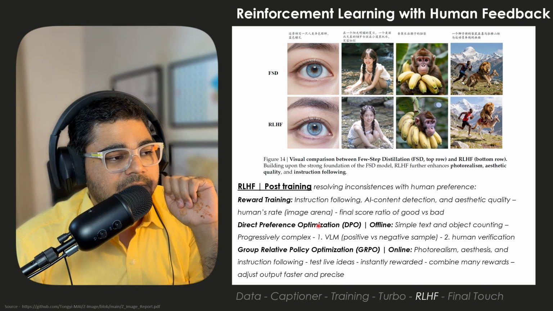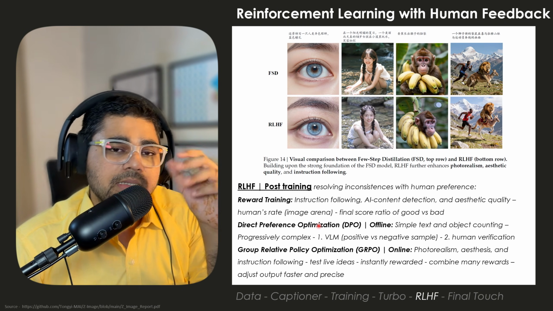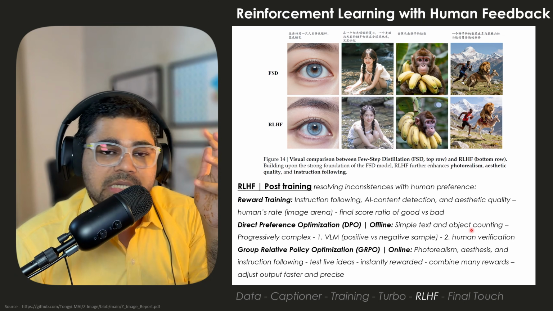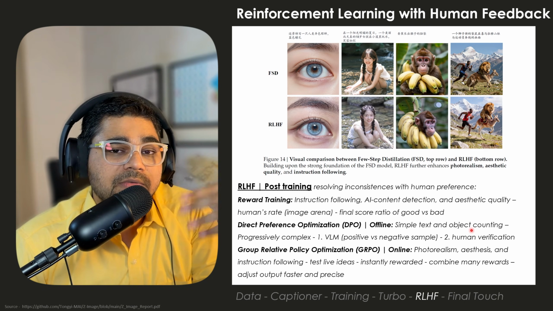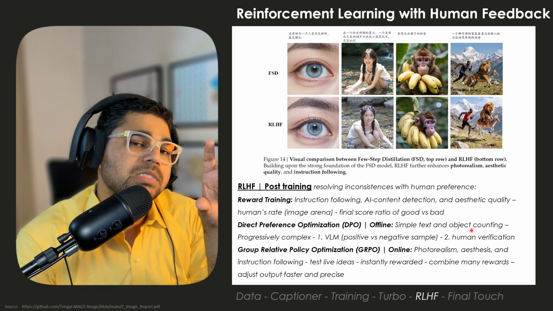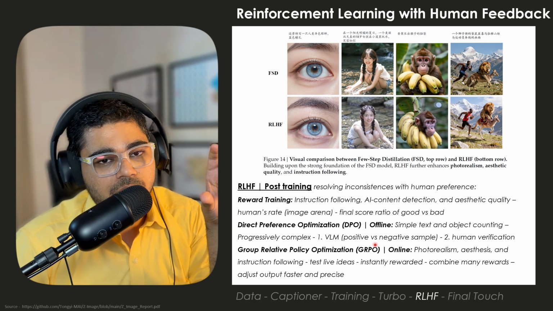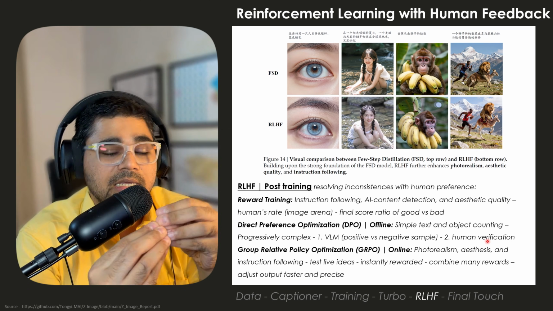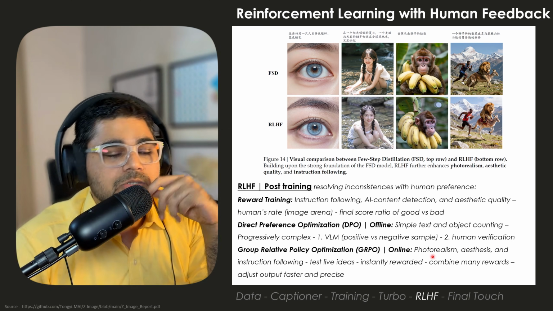So in the first stage of direct preference optimization, this is for simple tasks, to understand if the text is correct, if the object counting is correct, and it progressively increases. So maybe let's say in the first case there is 1 apple, then 5 apples, 10 apples, 15 apples, and so on and so forth. And using the vision language model and human feedback, they see if this is correct or wrong, and again there is going to be a scoring.